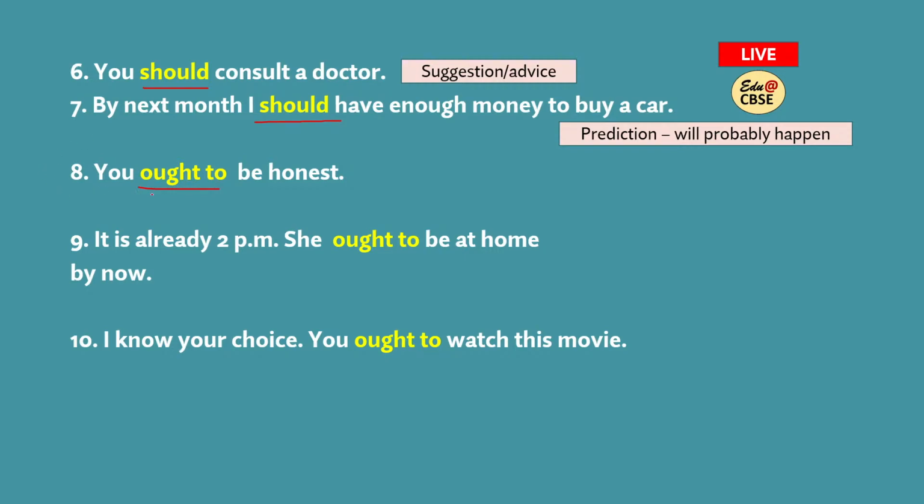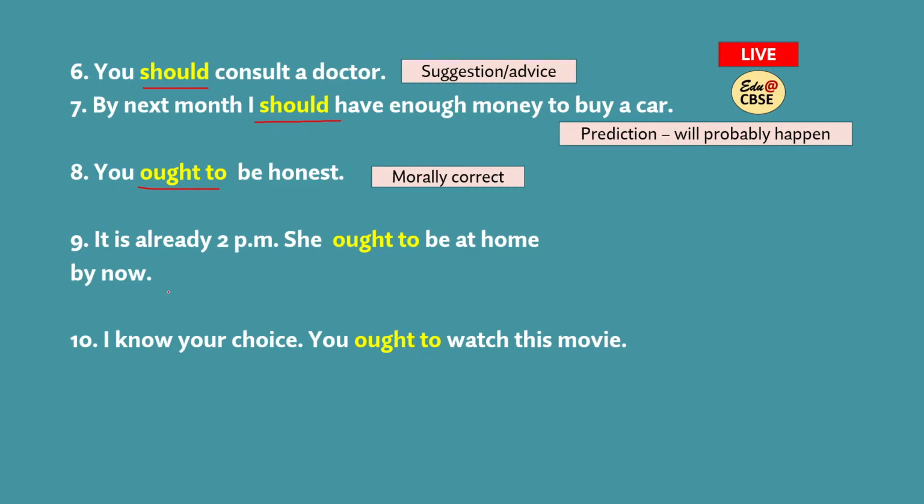So the 8th one, you ought to be honest. It is morally correct, so that is why we are using ought. Here, if we write you should be honest, it is again not going to be wrong. It is advice, it is a suggestion, it's not going to be wrong. But the appropriate choice here should be ought to.